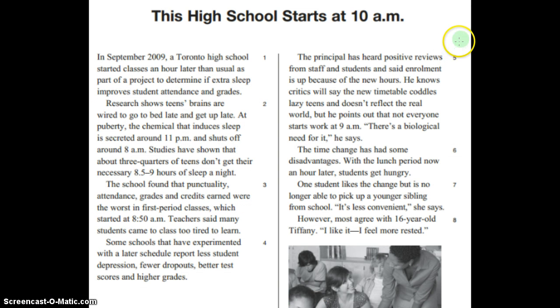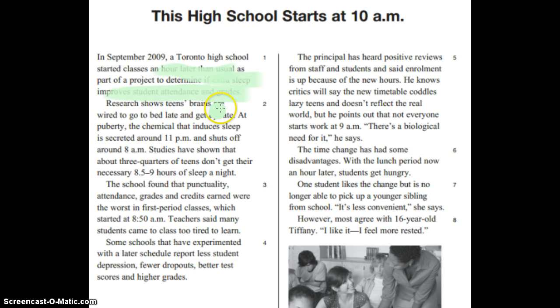So now I'm going to read part of this text, and every once in a while I'll stop just to sort of make my thinking visible, sort of look at some of these strategies. So this high school starts at 10 a.m. In September 2009, a Toronto high school started classes an hour later than usual as part of a project to determine if extra sleep improves student attendance and grades. Interesting.